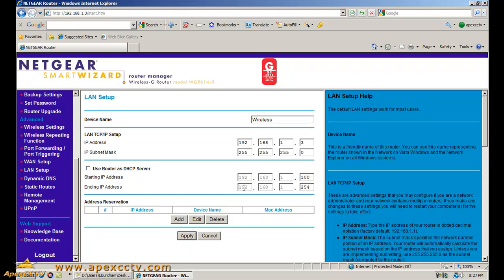192.168.1.100 through 192.168.1.254. So if I had DHCP turned on, that means that the router can hand out any IP address from 100 to 254, and we want to avoid those. So that means anything under 100 ought to be just fine, with a few exceptions.